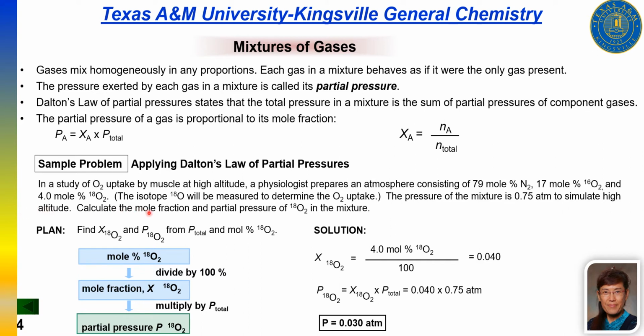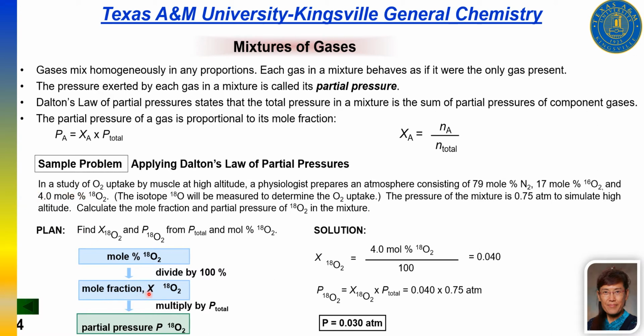What I want everybody to do is calculate the mole fraction and the partial pressure of oxygen 18 in this mixture. What's your plan? First of all, you are going to find the oxygen mole fraction. You have oxygen 18, which you have 4 mole percent. You convert your mole percentage to the fraction. You're simply using this number divided by 100.